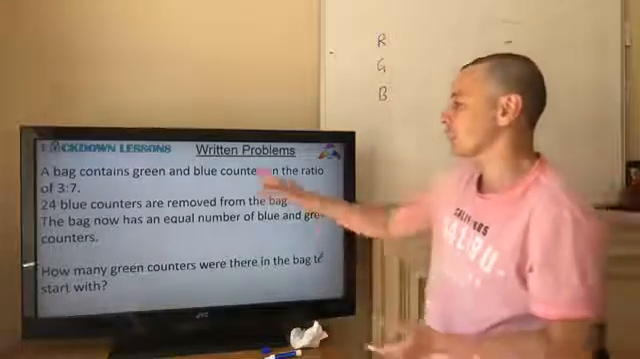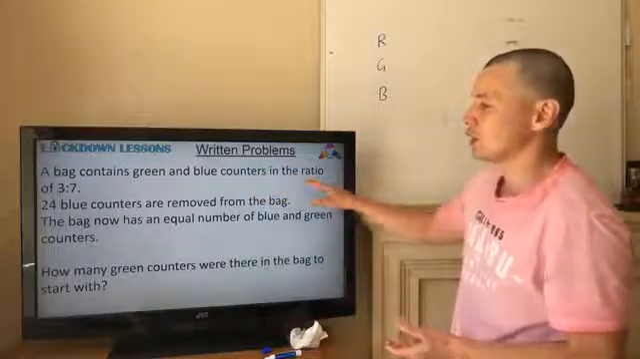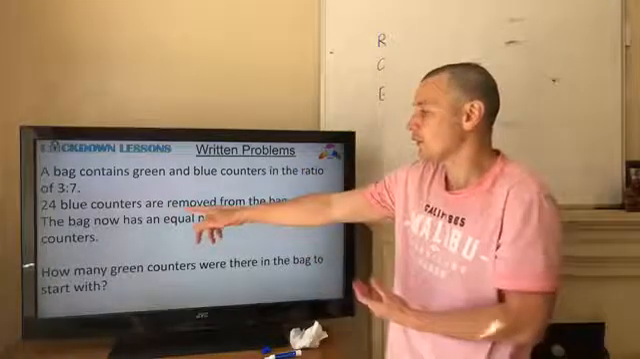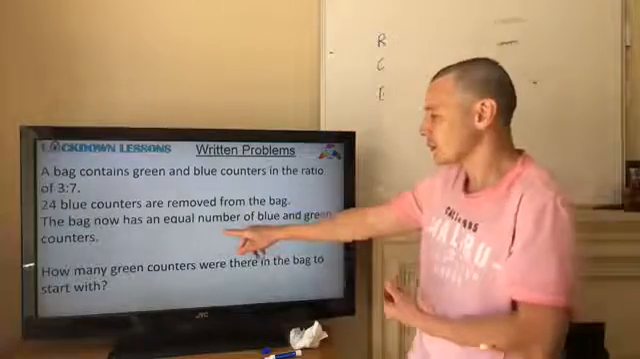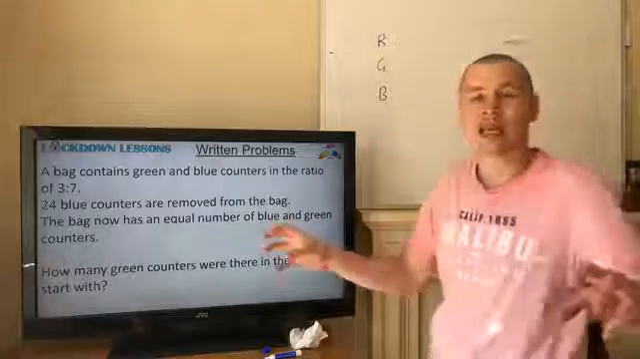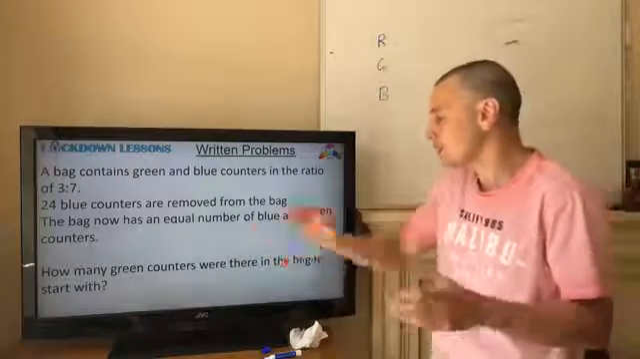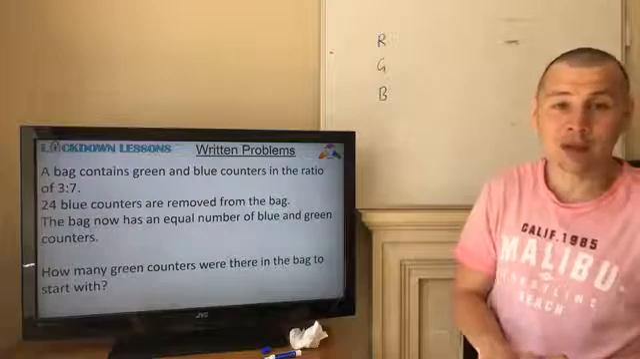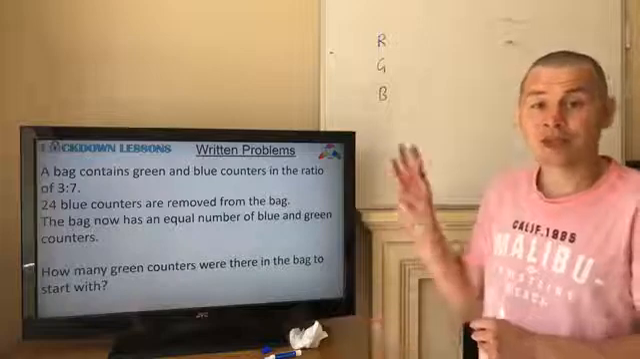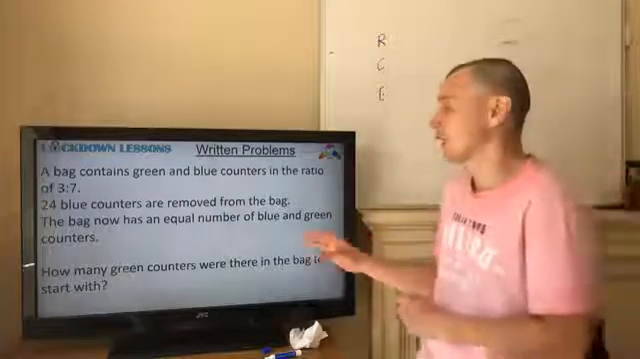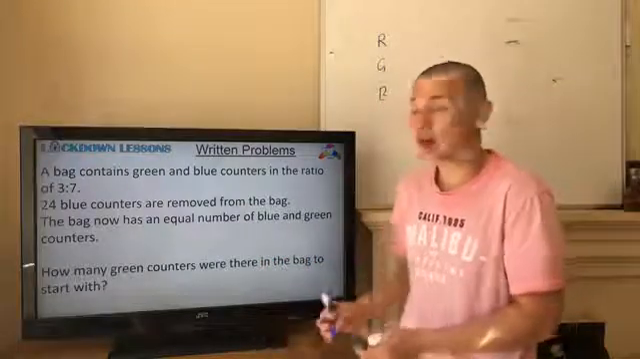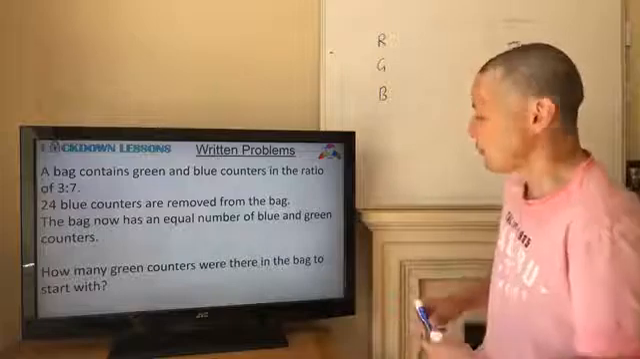So a bag contains green and blue counters in the ratio of 3 to 7. Well, that bit's easy. At least you can set that out to start with. 24 blue counters are removed from the bag. The bag now has an equal number of blue and green counters. So it's got the same green and the same blue left in the bag now. How many green counters were there in the bag to start with? So, worded very differently to the other ones, but it's still the same type of ratio question if you can get a good diagram for it. So have a think about how to do that one, please, and then we'll go through that one on the board to finish with.